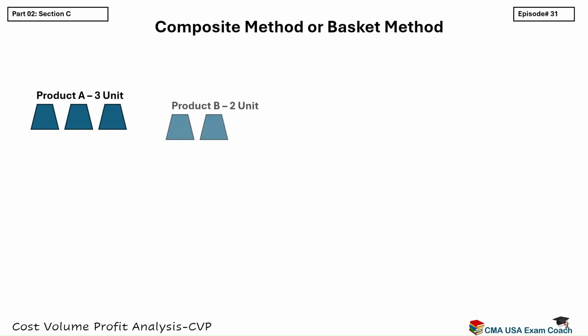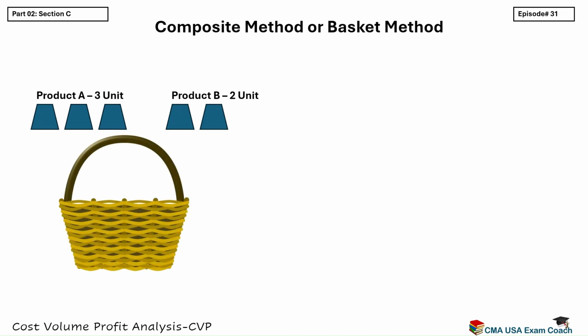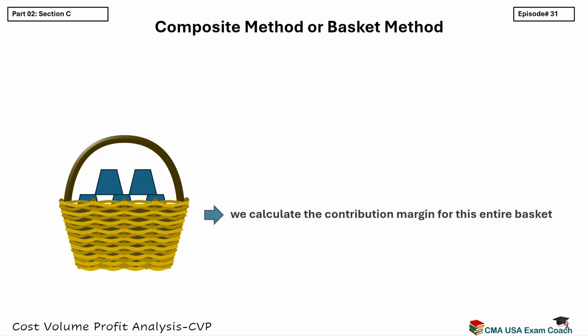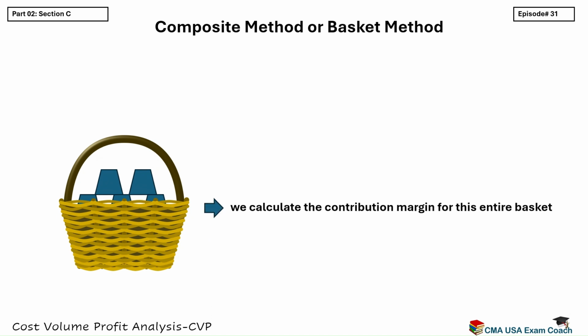First, we identify how many units of each product are normally sold together. For example, if a company usually sells 3 units of product A and 2 units of product B, then we treat this group, 3 of A and 2 of B, as one sales basket. Next, we calculate the contribution margin for this entire basket. We do this by multiplying the contribution margin of each product by the number of units in the basket, and then summing up to get the total contribution margin per basket.